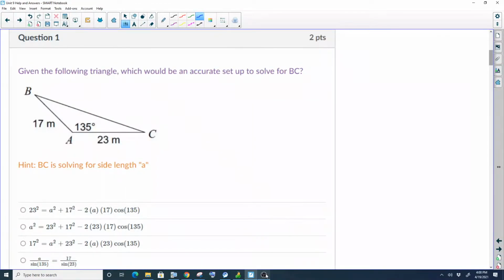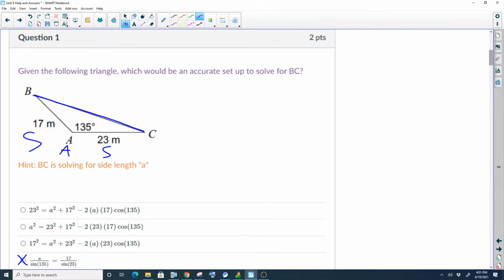Okay, so to find side length BC, first identify what that is. That's going to be this side. And this is side angle side. So when we have side angle side, we cannot use the law of sines. But we can use the law of cosines.